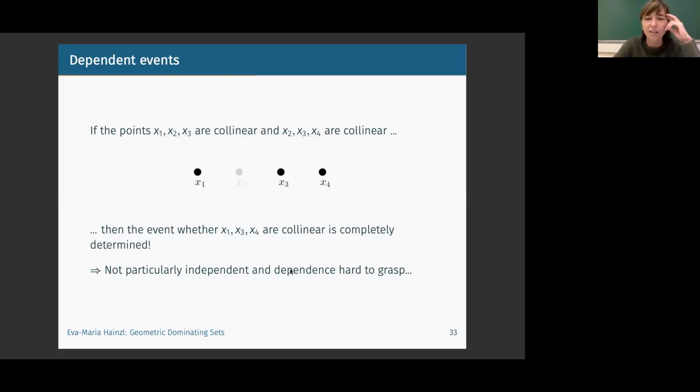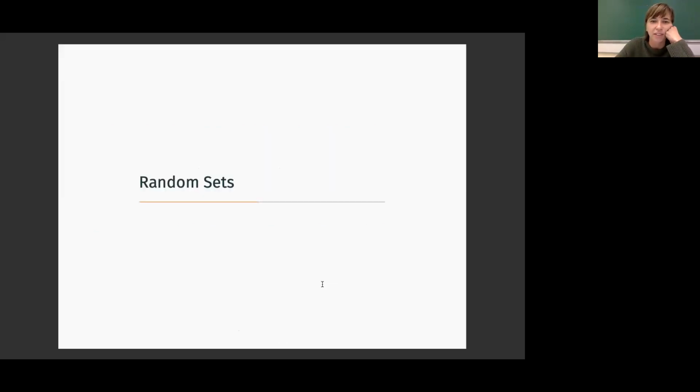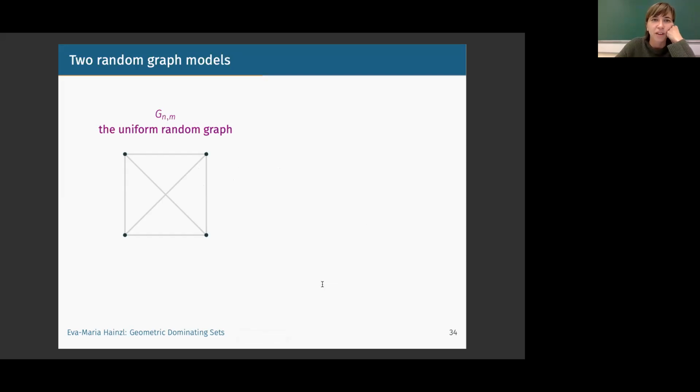Yes, so there have been a couple of tools developed in the last decades, I would say, to cope with dependence of these random events. Like I said, I used some techniques that are usually used in random graph theory, but they just apply to anything. So maybe I'll give you a small intro to random graphs, and then we'll go into the proof.